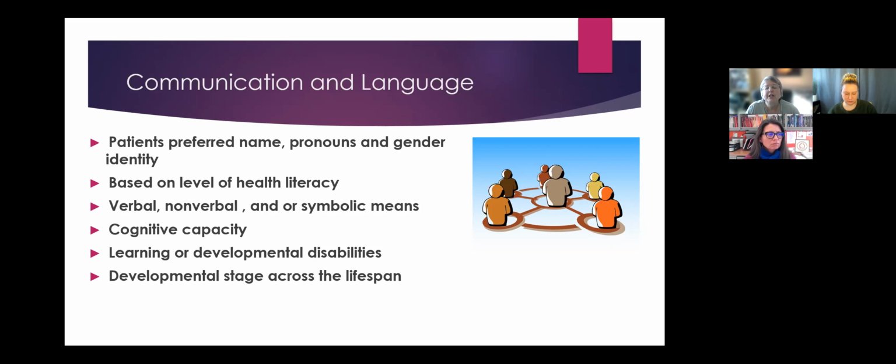But what is the preferred? What do they want to be called? Just because someone else calls them a nickname doesn't necessarily mean you have the privilege or honor to be at that level with them. So very, very important for doing that. And health literacy.